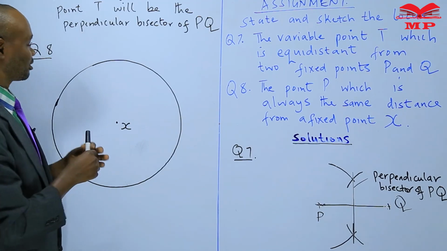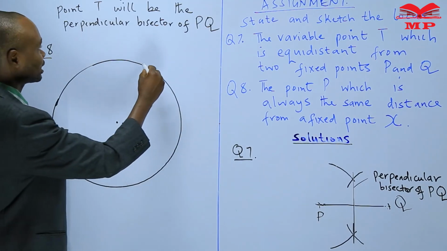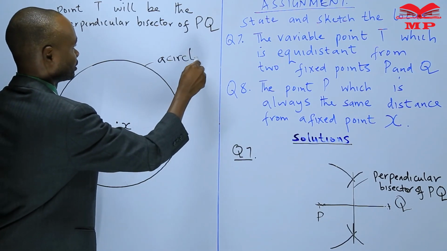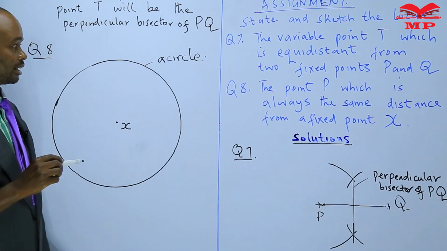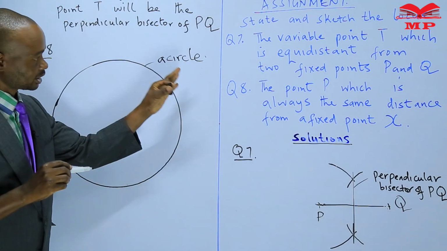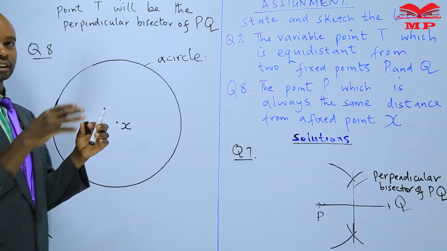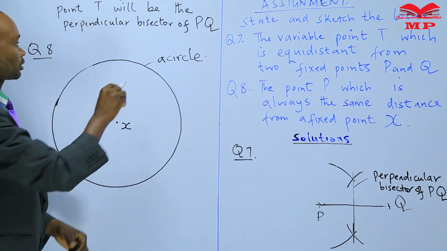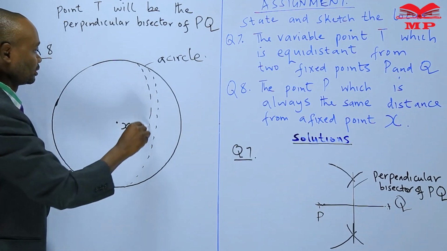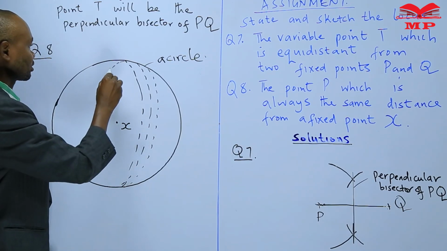So one of the paths the point will take, what can you see on the board? Everybody knows that is a circle. That is one of the paths that variable point P will take. But the point is free. You are free to turn it in 3 dimensions, so it is even able to take up other paths.